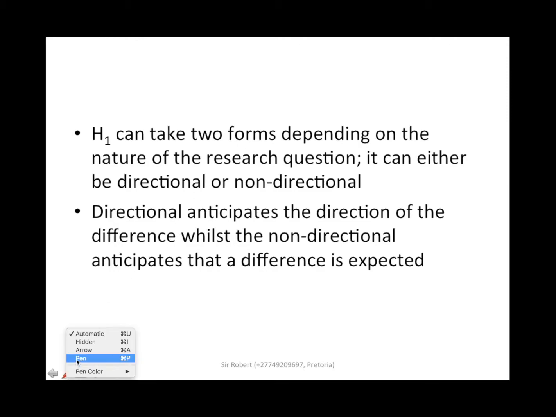So when we mean directional, we say it's greater or less than. Non-directional, it's not equal to. We don't have any direction that was given. Can either be greater or less. Directional anticipates the direction of the difference, whilst the non-directional anticipates that a difference is expected. So that's what we mean. Here we are saying it's greater or less than. But directional is either, we are saying it's greater or we are saying it's less than.